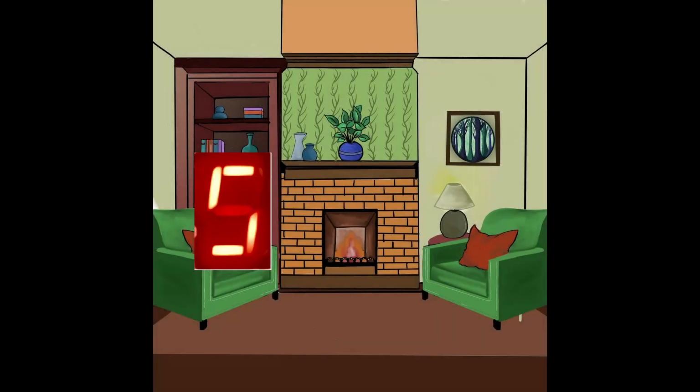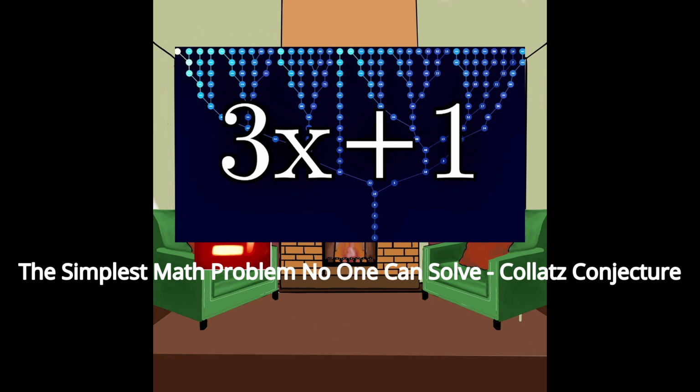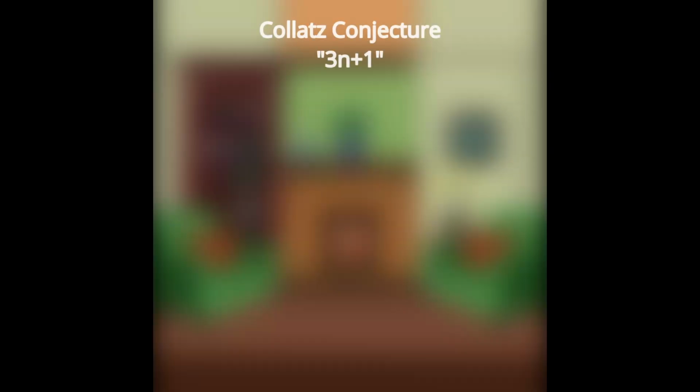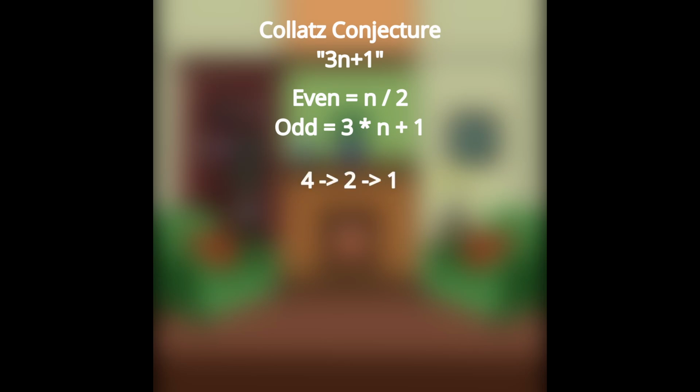So one day I was strolling through YouTube when I noticed this video by Veritasium. The Collatz conjecture, otherwise known as 3n plus 1, is very simple. If it's even, you're going to divide by 2. If the number you're at is odd, multiply by 3, add 1. And it states that every single number will fall into a 4-2-1 loop.